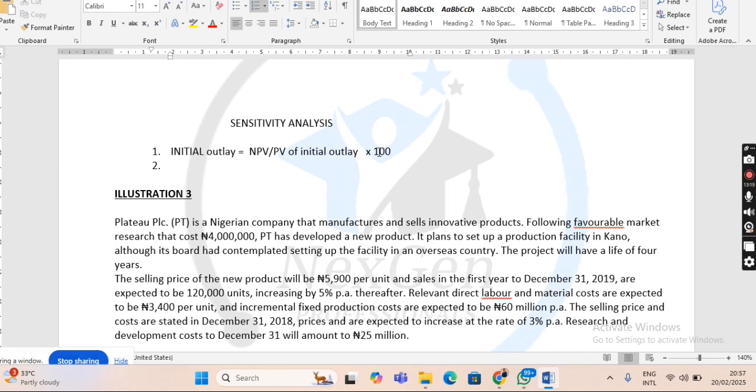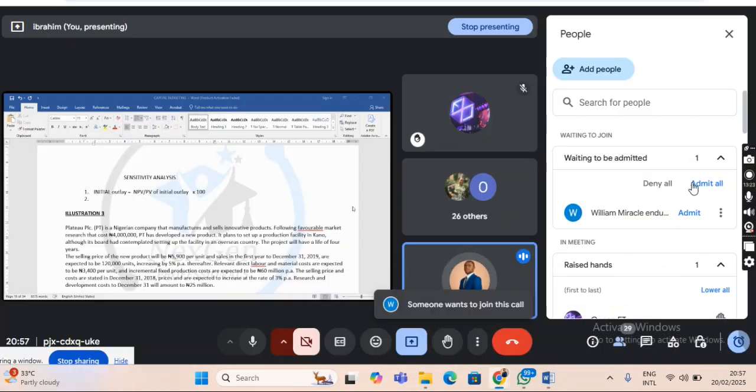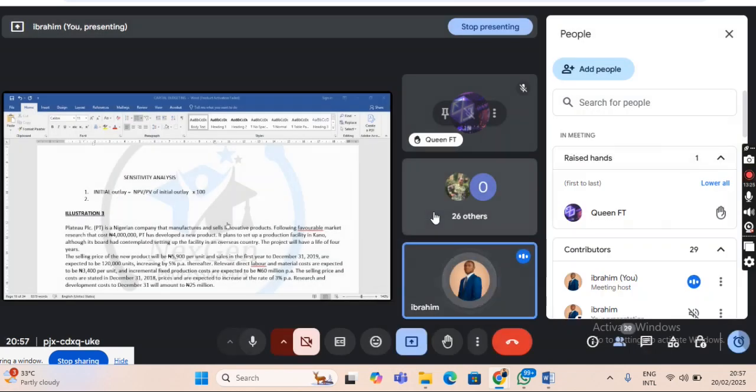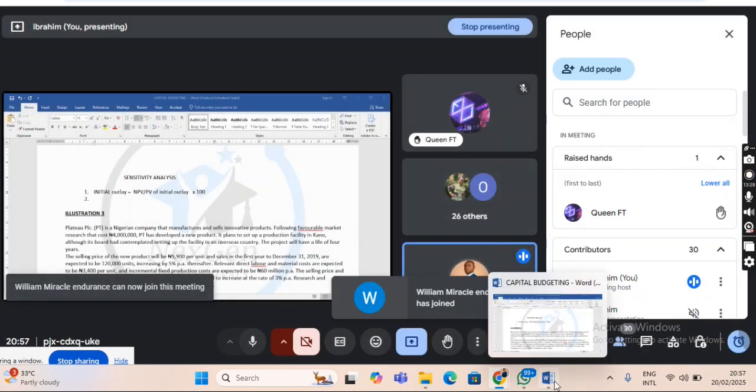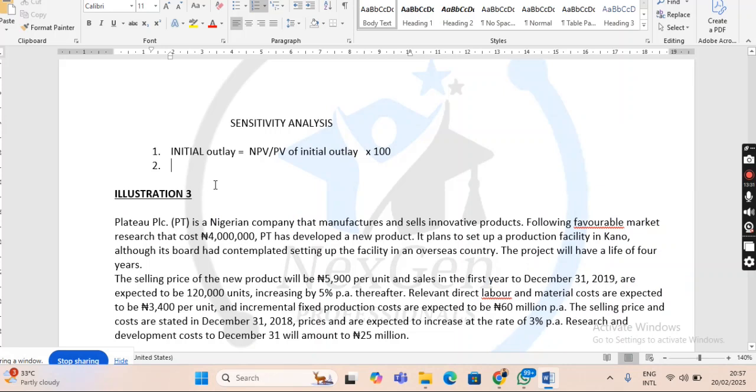Now, the next one is if the question says perform a sensitivity analysis on variable cost. The question may tell you, what is the sensitivity analysis of what? Of variable cost. Let me finish. So we can have variable cost equals NPV divided by the PV, which is the present value of variable cost, times 100.